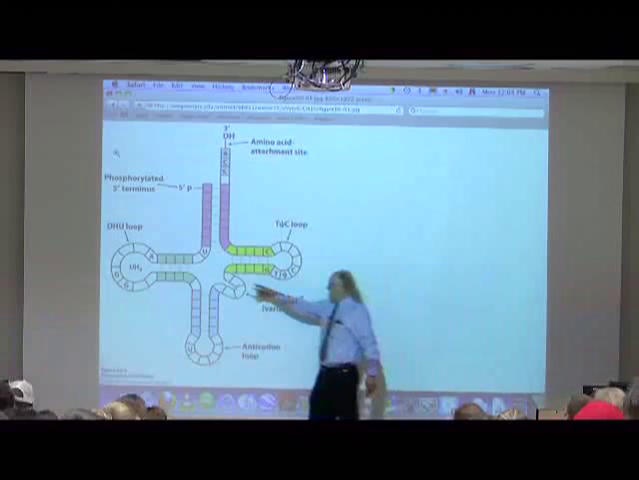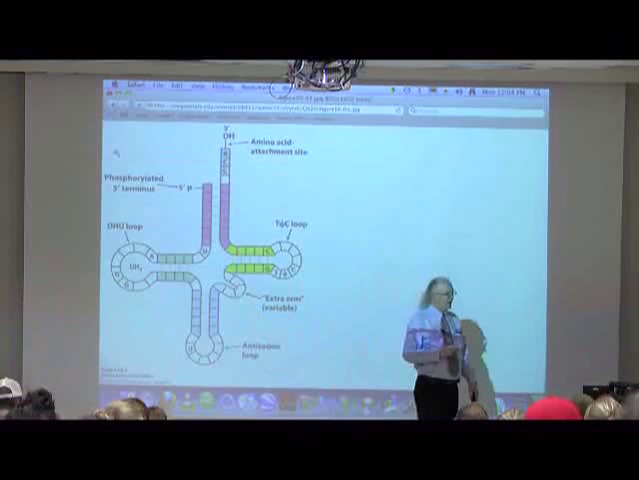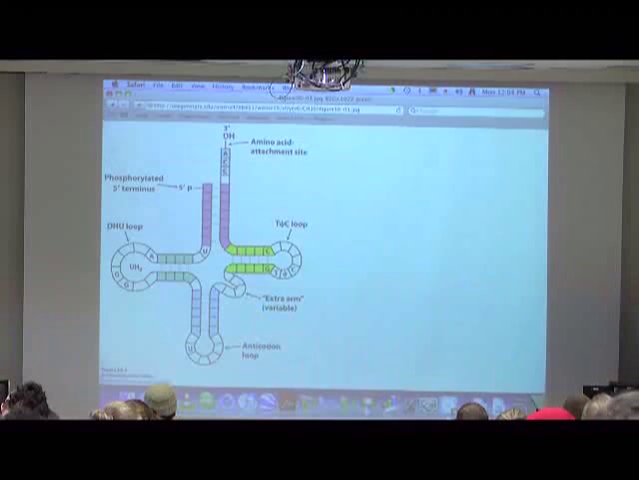This variable arm is indeed variable. It varies from one transfer RNA to another transfer RNA. And I really won't say much more about that. The transfer RNAs typically have about 50 to 70 nucleotides in them.